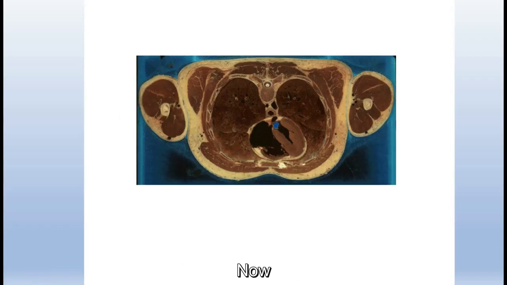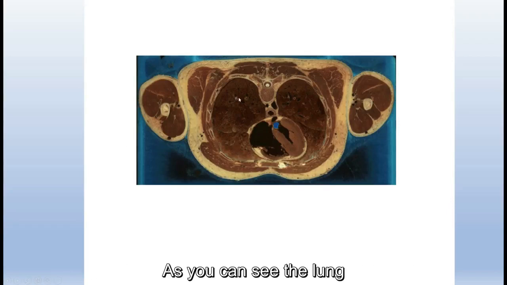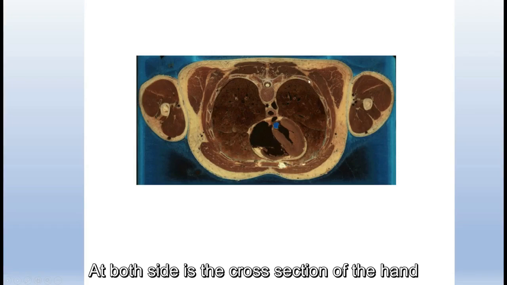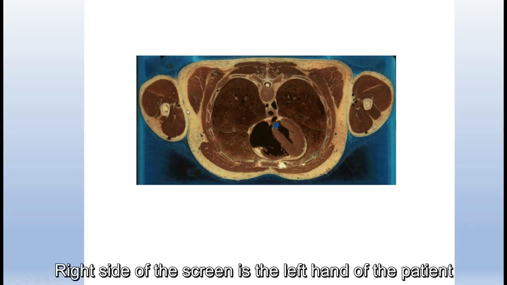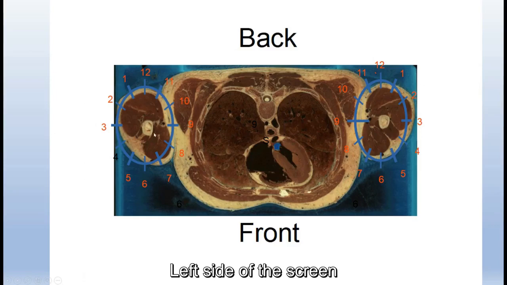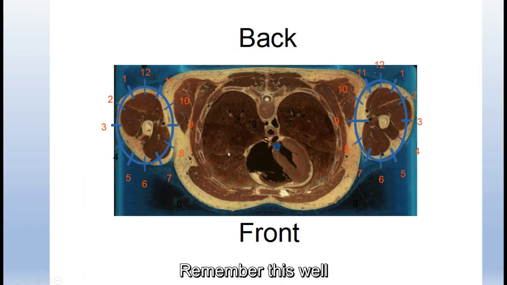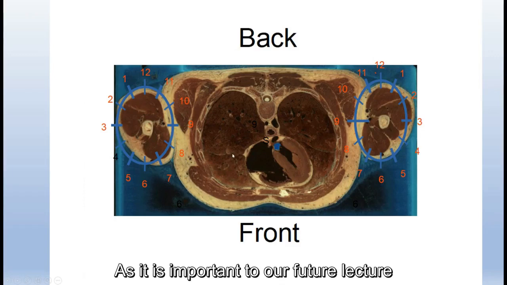Now, this is the body section at the thorax section. As you can see, the lung, the heart, the rib and spinal cord. At both sides is the cross section of the hand. The right side of the screen is the left hand of the patient. The clock runs in a clockwise direction. On the left side of the screen, the clock hours are arranged in an anti-clockwise direction. Remember this well, as it is important to our future lecture.